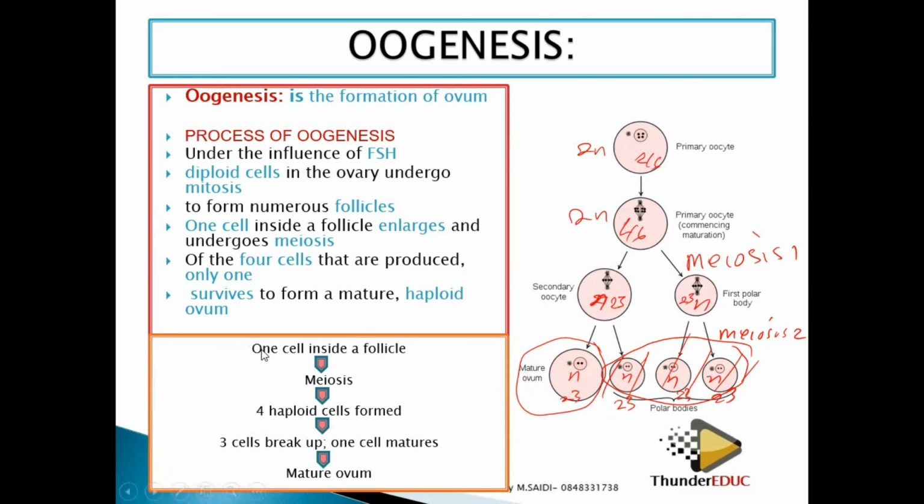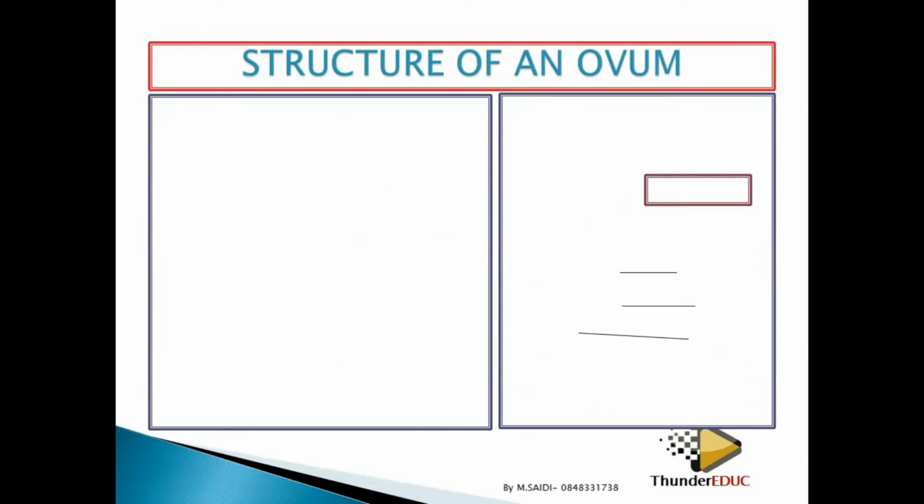They are saying that one cell inside a follicle will undergo meiosis, and then form 4 haploid cells. The 4 haploid cells will break up, and then one cell will mature to form the ovum. So basically, this is what we are trying to explain. In the exam, this is how we bring it.